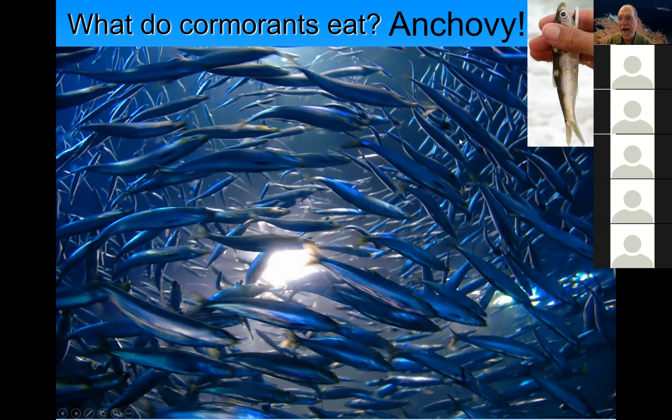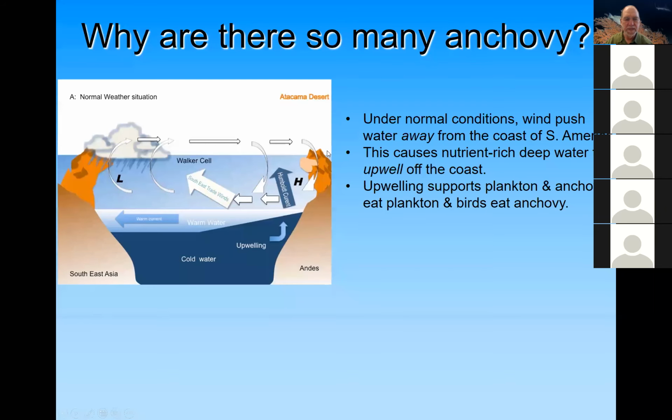And they grow very rapidly. So their total lifespan is about 2 years, and from larval egg stages to maximum adulthood is a total of about 2 years. That means that the population can grow or shrink very rapidly. Now, why are there so many anchovy? Well, it has to do with upwelling currents.